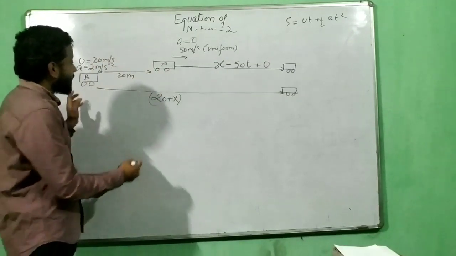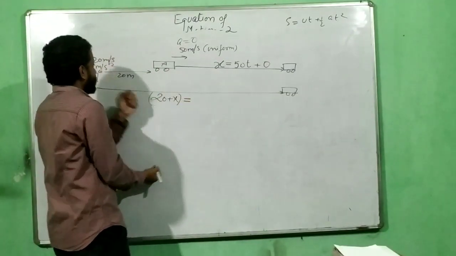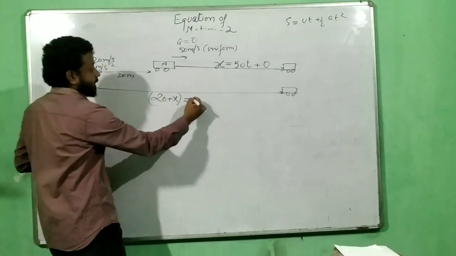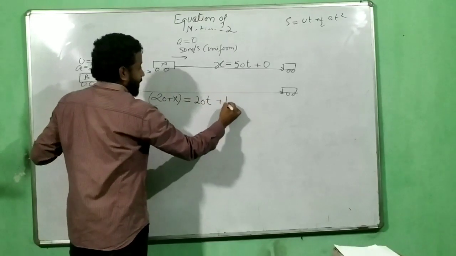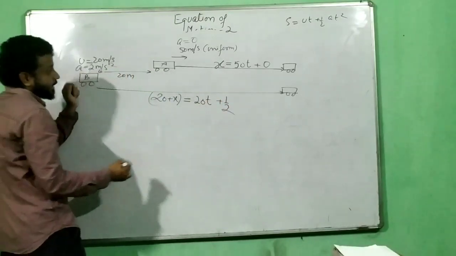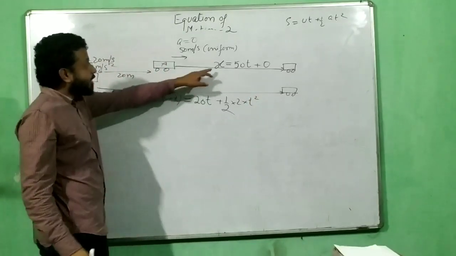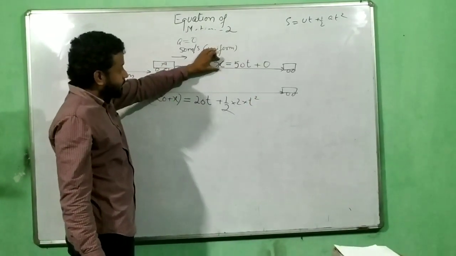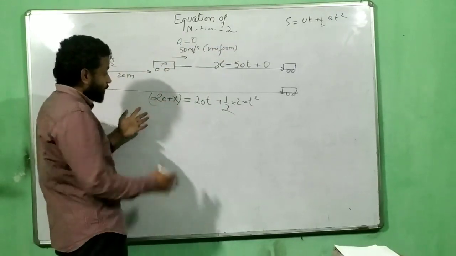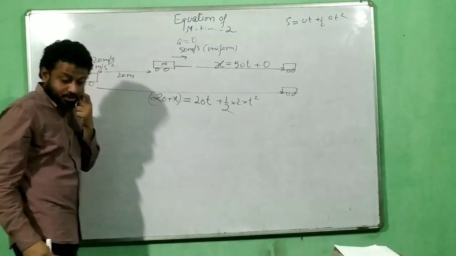What about car B? Car B has traveled a distance of 20 plus x. 20 plus x equals ut. What is the initial velocity? 20. So 20 into time t plus half at square. Half a. What is a? a is 2, so half into 2 into t square. And now you have two equations. So you have to basically put the value of x from one equation into the second equation. Then you get a big equation. Start simplifying it. You get a quadratic equation.